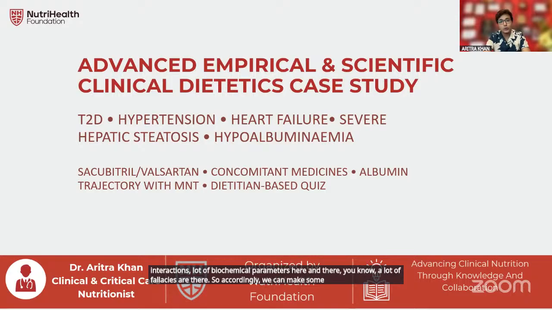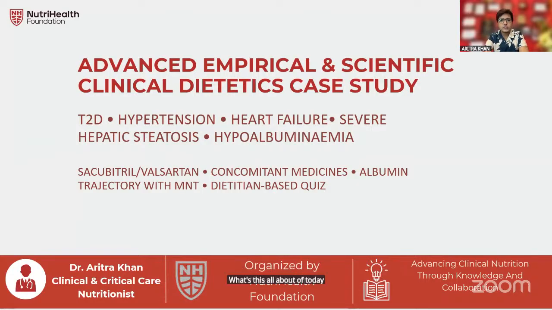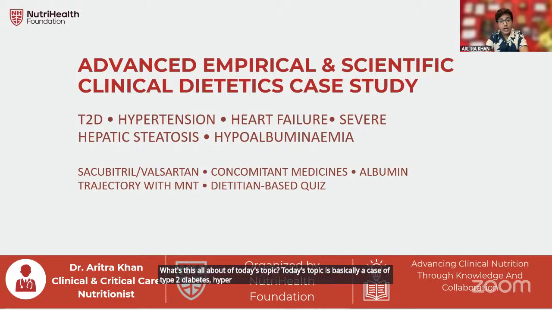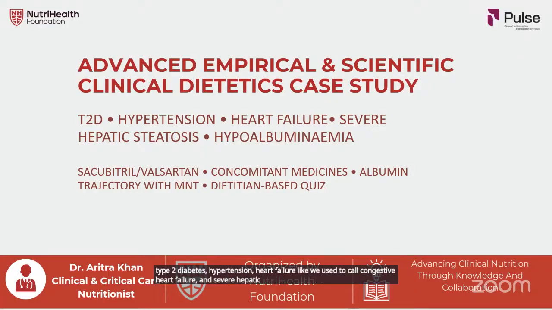So meanwhile, we will log in the quiz window and you can join directly from the Slido quiz slides. Okay. So what is all this about today's topic? Today's topic is basically a case of type 2 diabetes, hypertension, heart failure, which we used to call congestive heart failure, and severe hepatic steatosis.